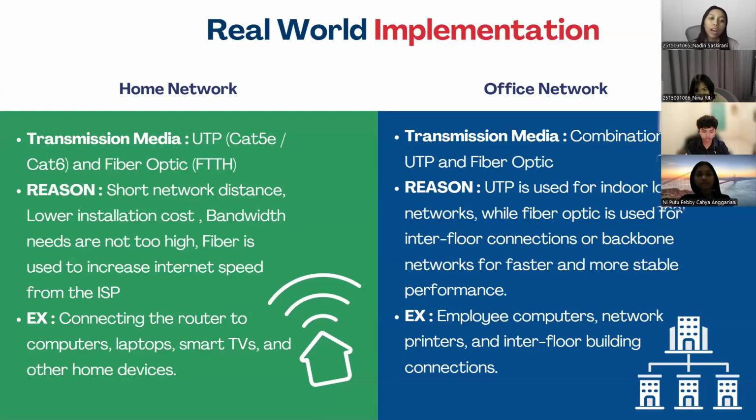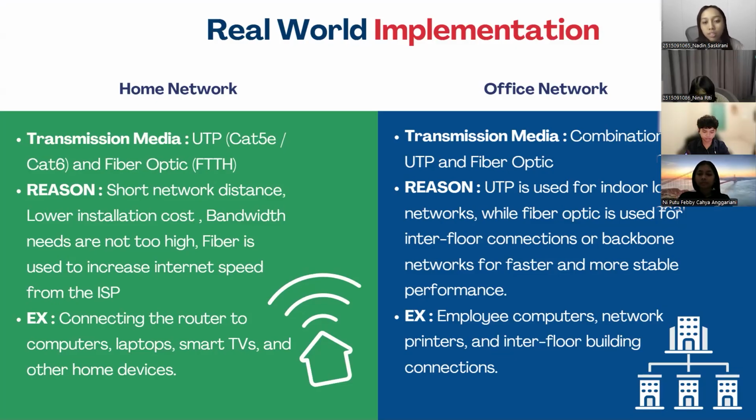Now I'm going to explain the real world implementation of UTP and fiber optic cable. The first implementation is the home network, where we use UTP of Cat 5e or Cat 6 types and fiber optic FTTH. The reason is the short network distance and lower installation costs. Also, the bandwidth needs are not too high, and fiber is used to increase internet speed from the ISP. For example, connecting the router to computers, laptops, smart TVs, and other home devices.